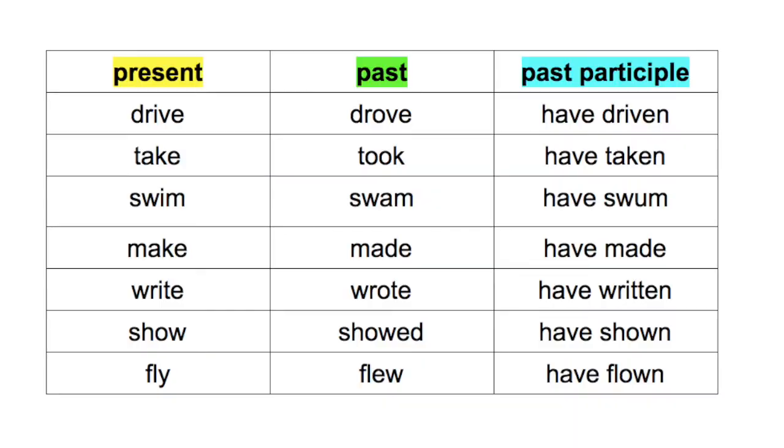All right, so here is just a list of irregular verbs that we're going to look at. I'm going to say the present tense, and then I'm going to say the past tense, and then the past participle. Okay? Drive, drove, have driven. Take, took, have taken.